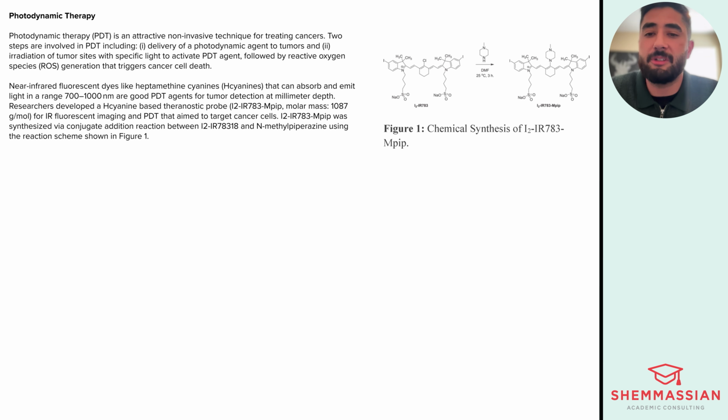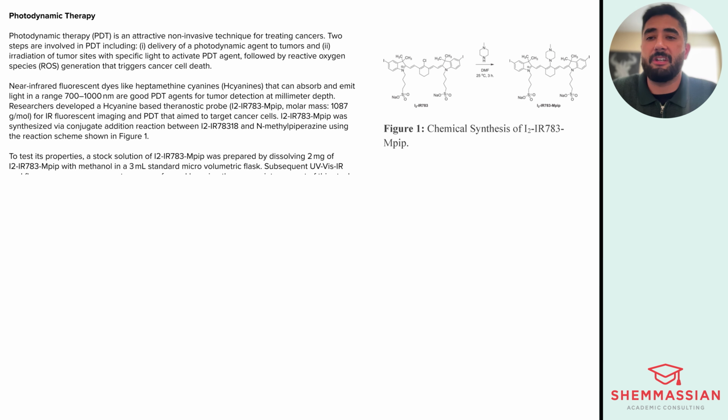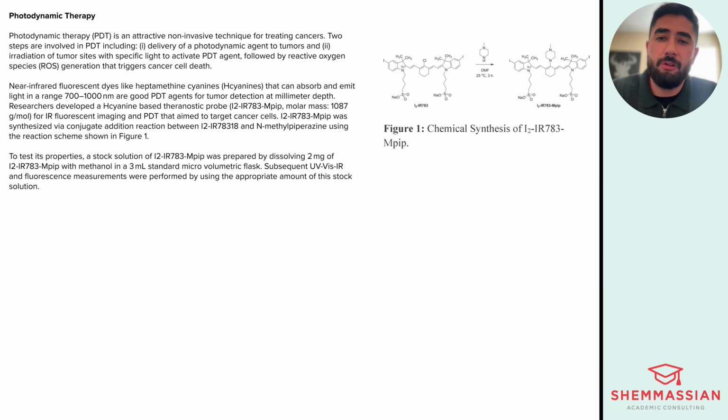Now let's jump into paragraph 3. The passage says, to test its properties, a stock solution of MPIP was prepared by dissolving 2 milligrams of MPIP with methanol in a 3 milliliter standard microvolumetric flask.